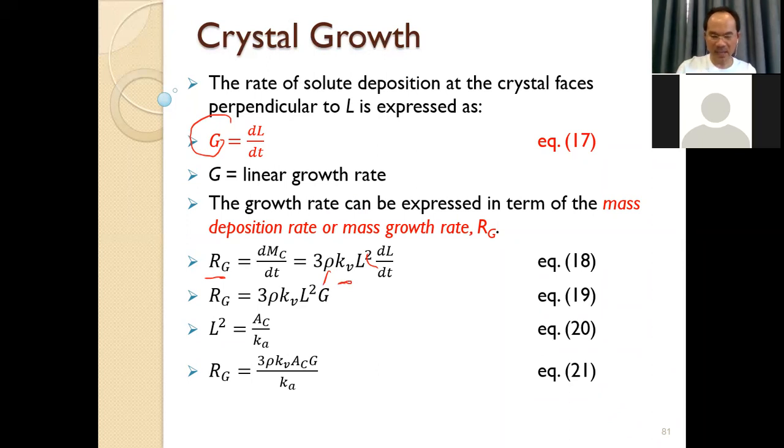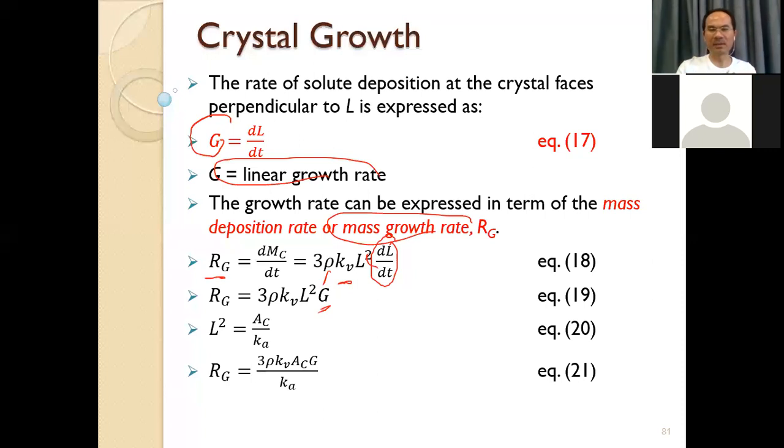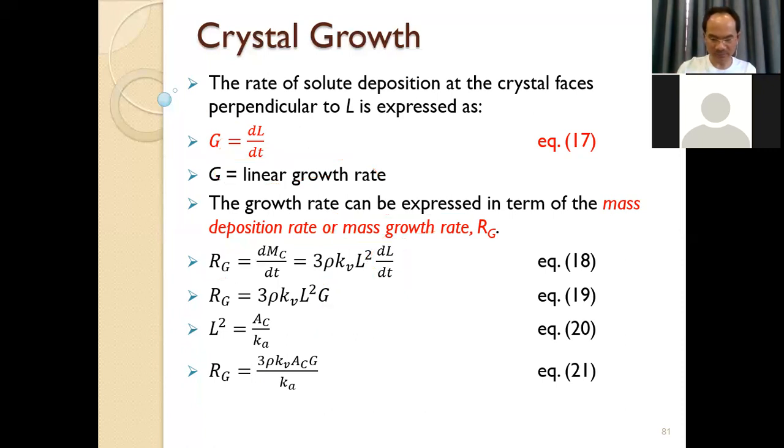That's right. And you know, dL/dt is the growth rate. Then you can correlate the linear growth rate and the mass growth rate by 3 ρ kv L squared. You have to know the density of the crystal and the shape factor based on volume. You can correlate between Ig and G.